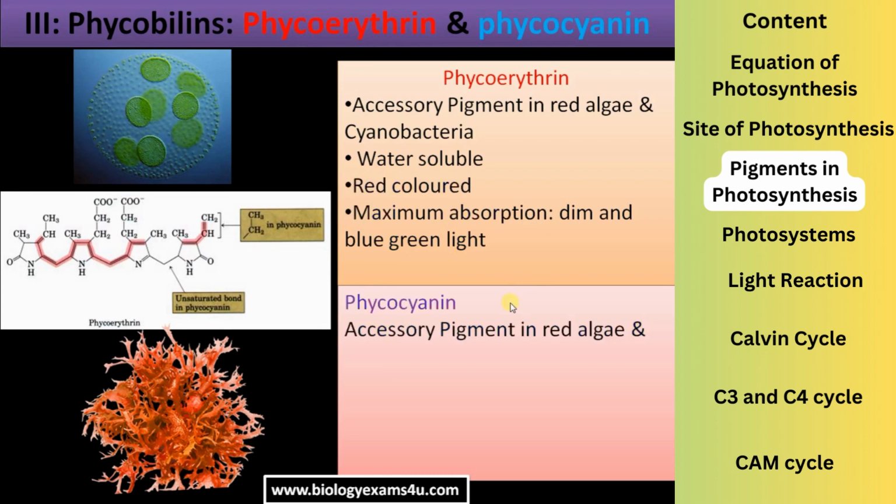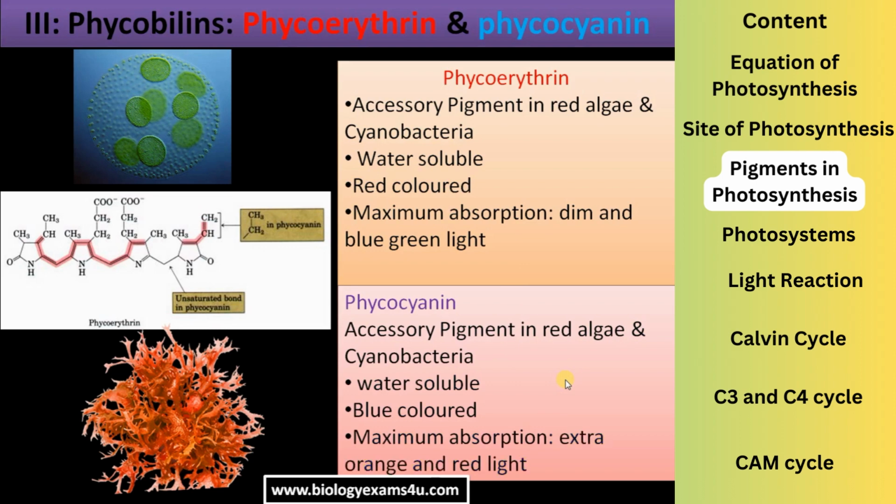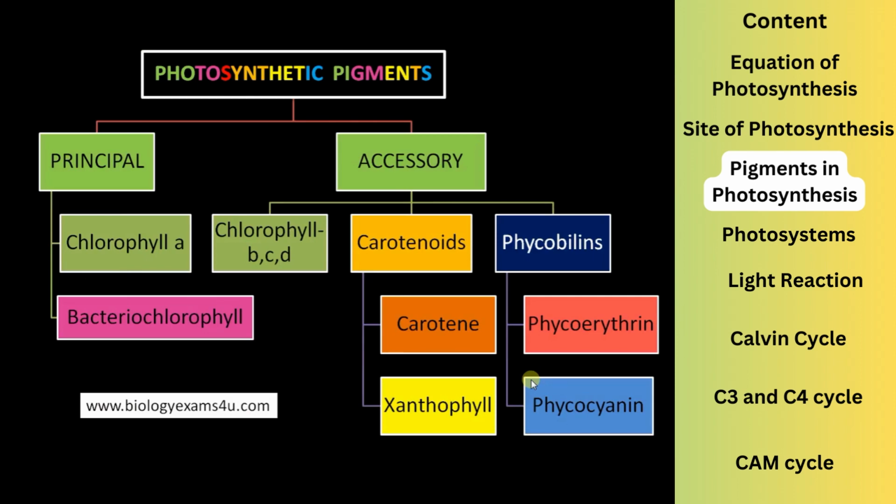Whereas phycocyanin is a bluish pigment that is present in red algae and blue-green algae. It's also water-soluble. It's blue-colored and its maximum absorption is of orange and red light, and these pigments enable the algae to live in the deep underwaters of the sea due to the property of these pigments. And this is a summary of what we have discussed.